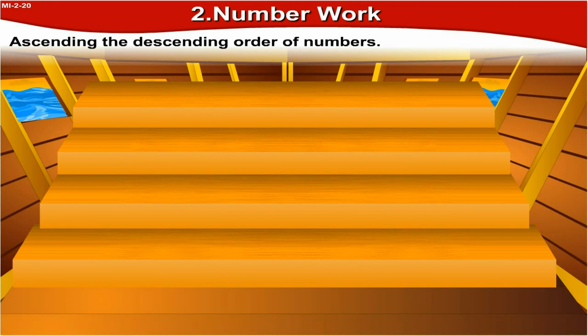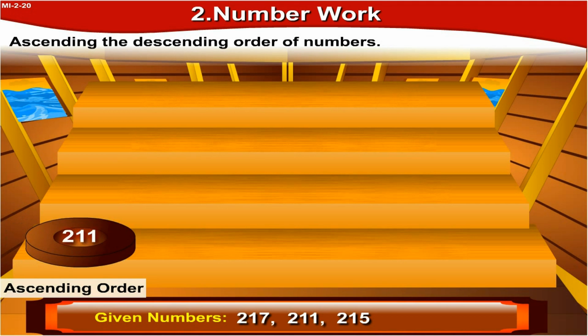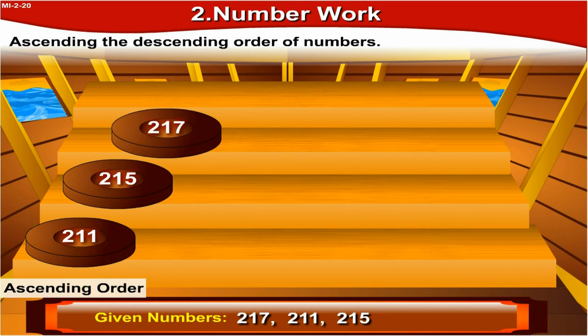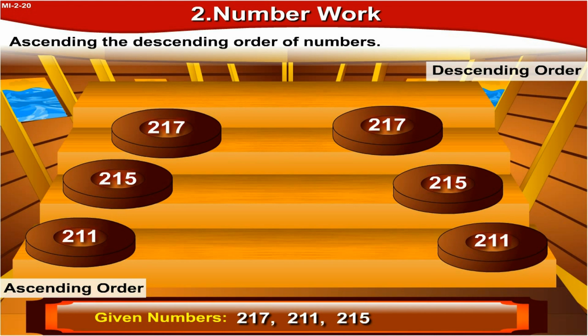Ascending and descending order of numbers. Given numbers 217, 211, 215. The ascending order, that is from the smallest towards the biggest, would be 211, 215, 217. Now the descending order, that is from the biggest to the smallest, would be 217, 215, 211.